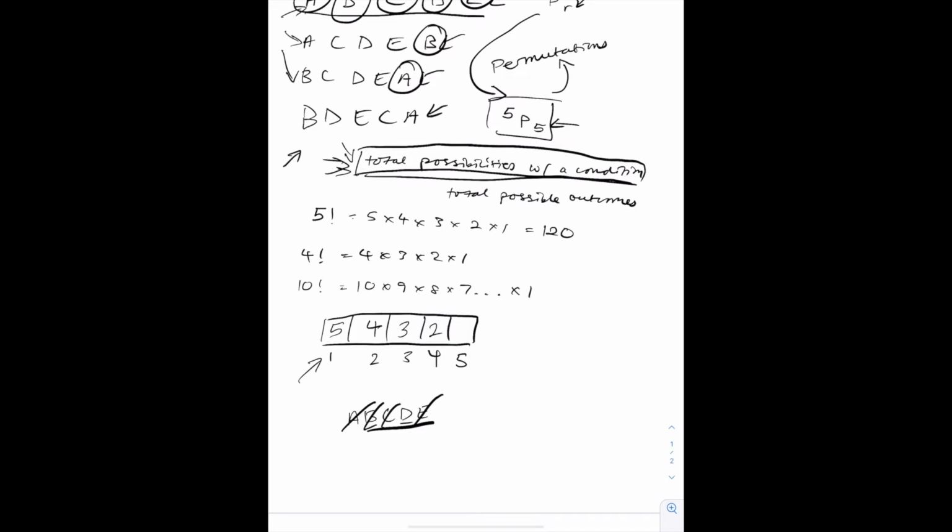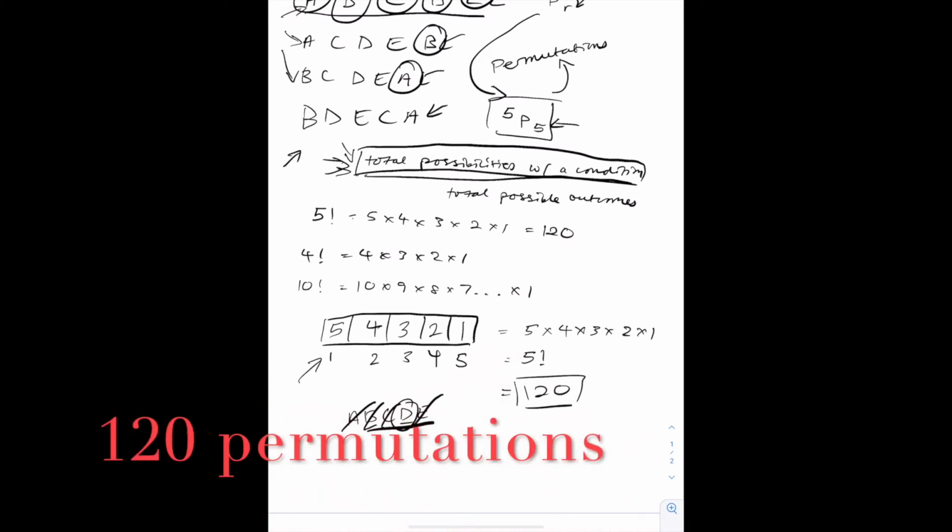And in slot 5, obviously, the last one will go in. So we can say this is 5 times 4 times 3 times 2 times 1, or 5 factorial, or 120 different outcomes for this instance.